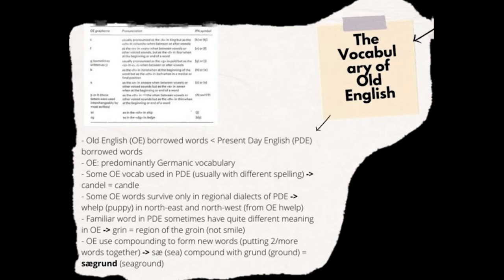Now we are moving to the vocabulary of Old English. My name is Nadia Karina with student number 057. First thing to be discussed is that Old English has fewer borrowed words compared to present-day English. The borrowed words in present-day English came from many of the world's languages.